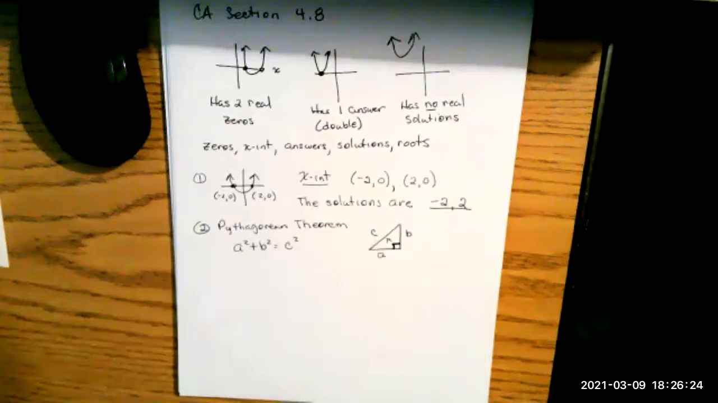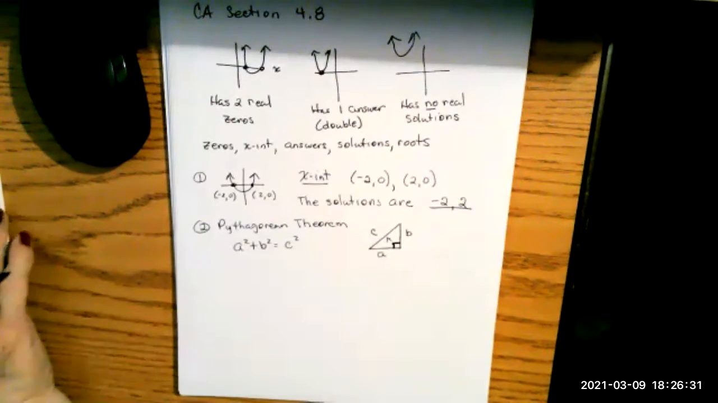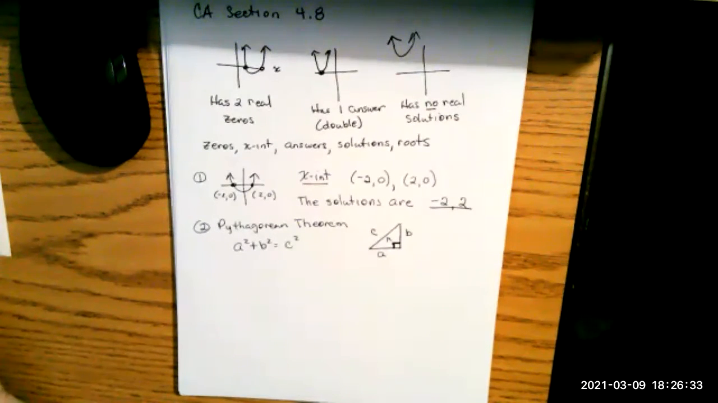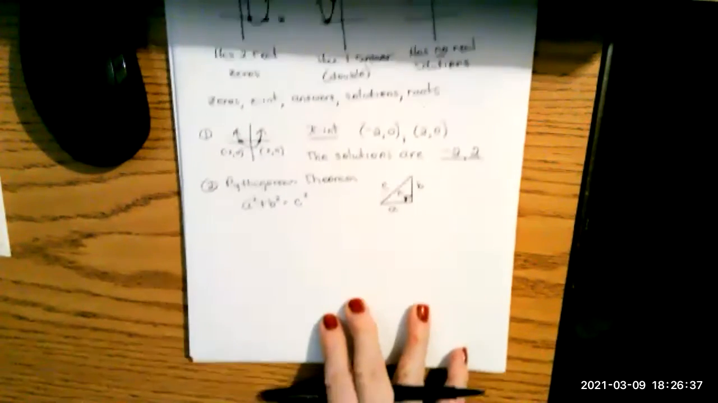If you've ever watched the Wizard of Oz, they do a form of the Pythagorean theorem in the Wizard of Oz when the scarecrow gets his brain. So you can watch for that next time.